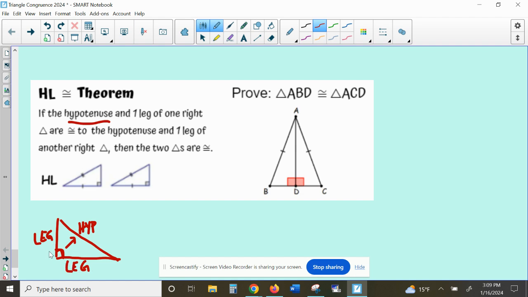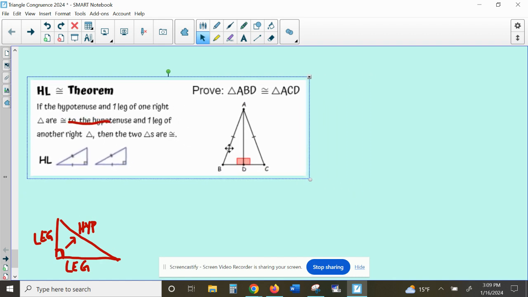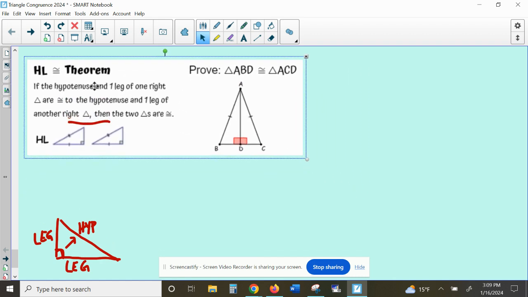So the two legs attach at the right angle, and the hypotenuse is the side across from it, which will always also be the longest side in a right triangle. If you had forgotten that, they should have talked about that in middle school. Okay, let's see if we can go ahead and do a proof for this. So this is what this says.